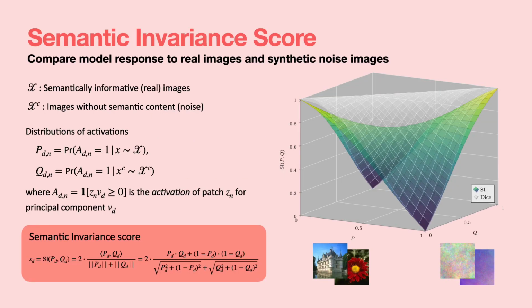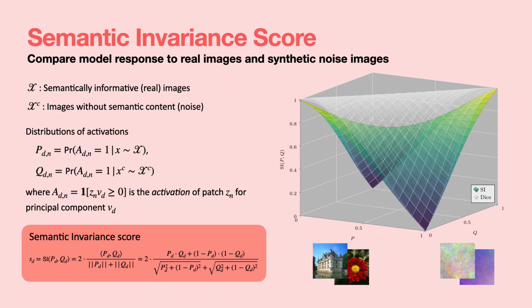And we found that we can do this by comparing the model's response to real input and noise input without semantic content. This is the basis for our proposed semantic invariance score. Semantic invariance refers to the property of a component yielding consistent responses even when the semantic content of local representations varies. In other words, a component is semantically invariant if it produces similar activations, regardless of whether the input carries meaningful semantic information.